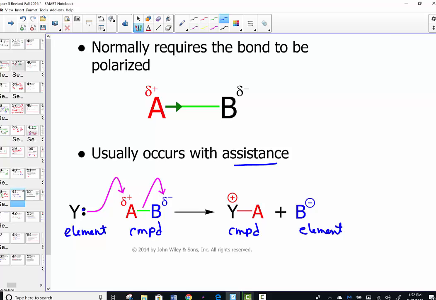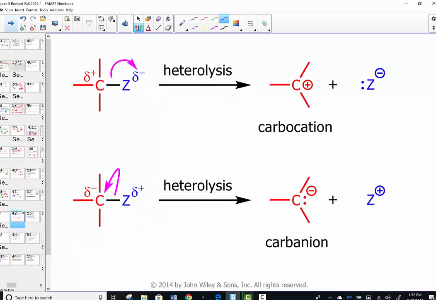So the impetus here would be there has to be an influence to make this occur. If Y has a pair of electrons, it can abstract A and the electrons would collapse in on B, forming a new compound and element. When we see heterolysis resulting in a positive or negative charge on a carbon, we have some vocabulary words for it. Now let's think about what we have going on here.